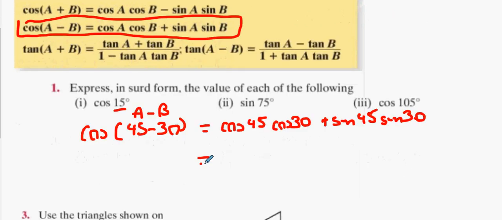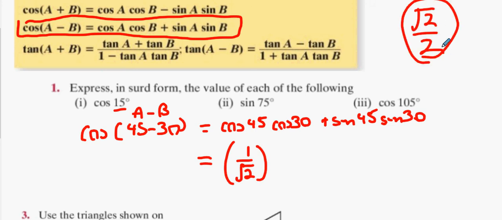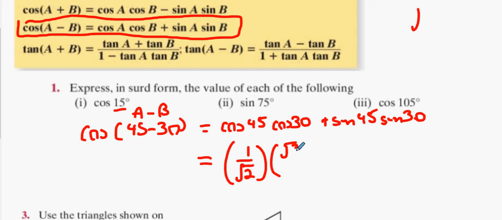Cos 45 is what, lads? Using page 13, it's 1 over root 2. If you use your calculator, you'll get root 2 over 2. They're actually the same thing. Okay, what's cos 30? What's cos 30? What's sin 45? And finally, what's sin 30?